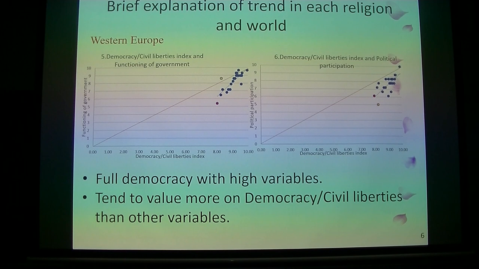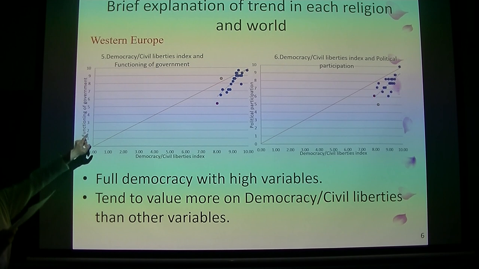The blue line is a trend line, and this line shows the trend of those countries. The red line goes from 0 to 10, and this line has no bias. Since the blue line is under the red line, I can tell that those European countries tend to value democracy and civil liberties more than functioning of government or political participation.